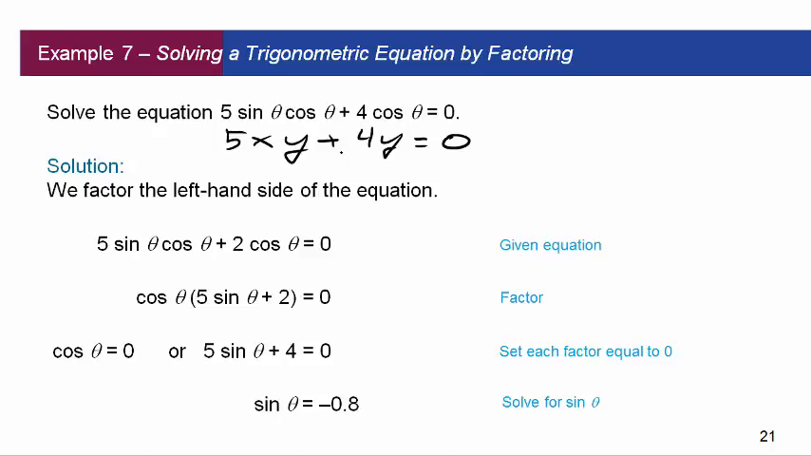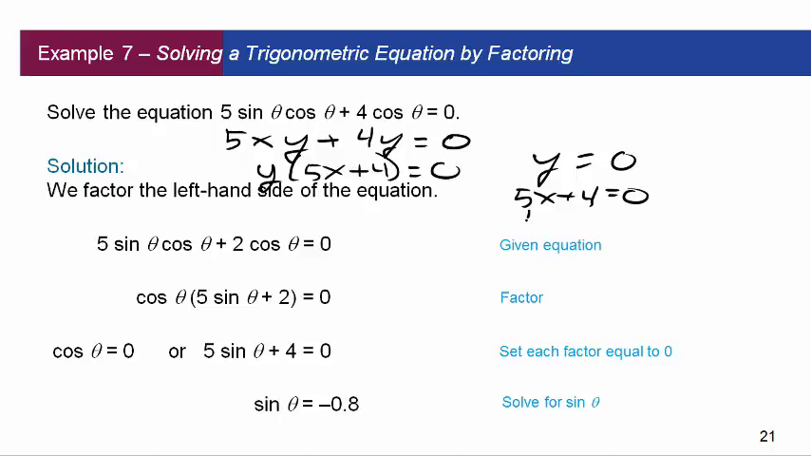If I have something plus something equal to 0, I know nothing. That doesn't help me at all. So factor out that y, and you've got 5x plus 4. And now either y equals 0 or 5x plus 4 equals 0, which gives you 5x equals -4, which gives you x equals -4/5. Well, x, remember, was sine and y was cosine. So here is cosine and this is sine.